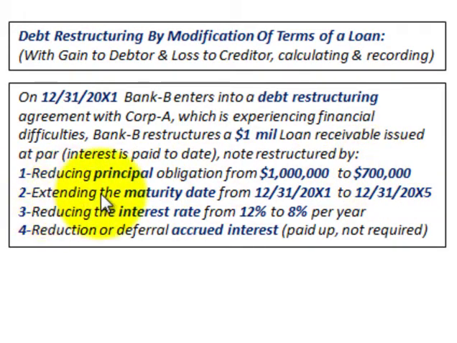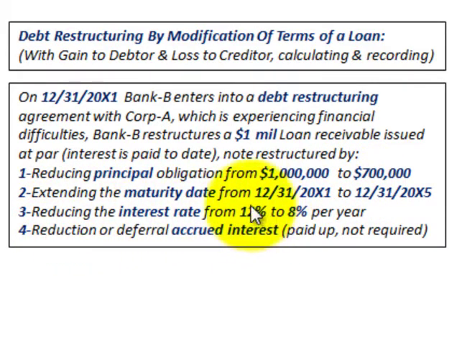Number two, we're going to be extending the maturity date from 12/31/20X1 out 4 years to 12/31/20X5. So originally this loan was due at the end of the year 20X1, but now it's going to be extended and it's going to be due at the end of year 20X5. Extended 4 years.